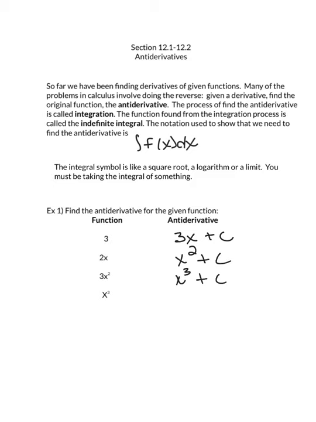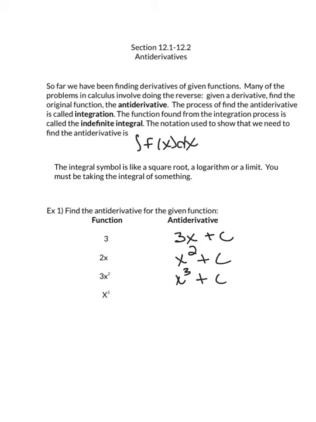Notice what we're doing on our variables. We are adding 1 to the power that we had originally. And that makes sense because when we found the derivative, we subtracted 1 to get the new power.